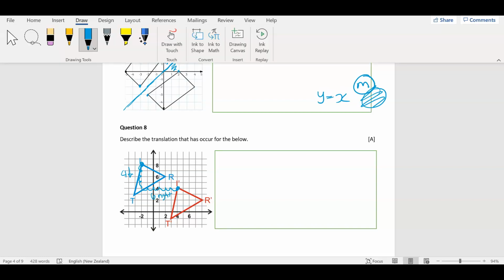You can describe the translation with a vector. I'm not going to do that. I'm just going to use up and down, left and right language. But if you did use a vector, your teacher would have marked it accordingly. So let's get into it. Triangle ITR has been translated down 4 units.